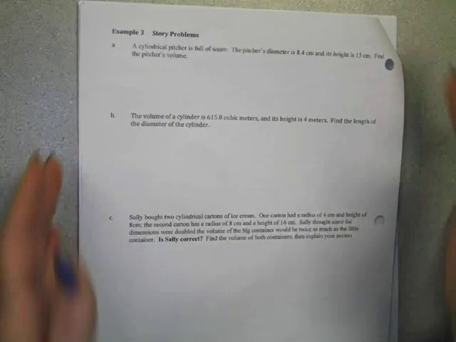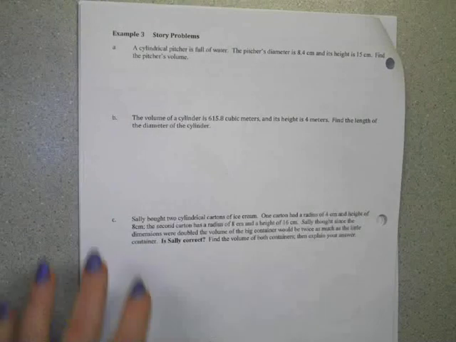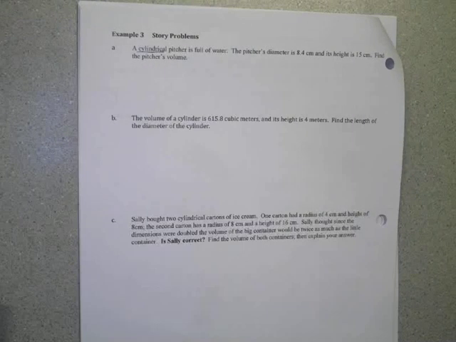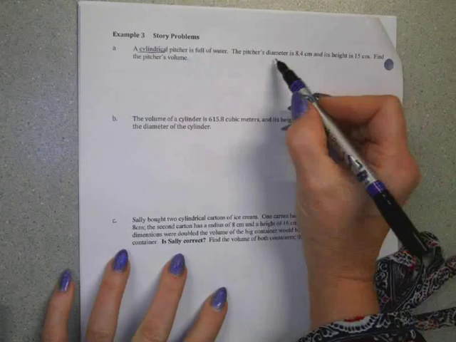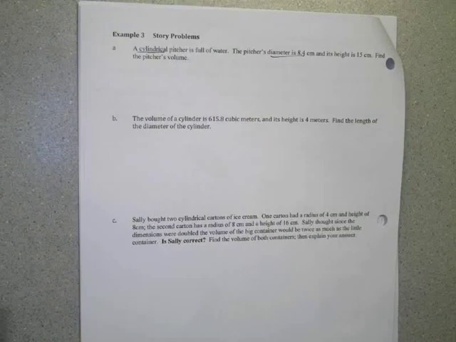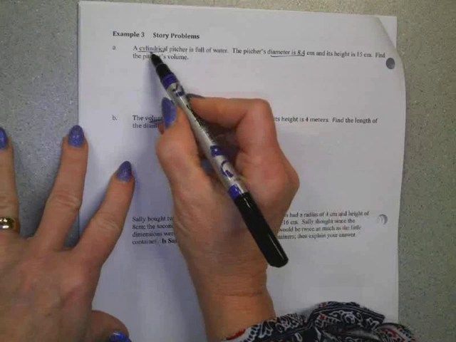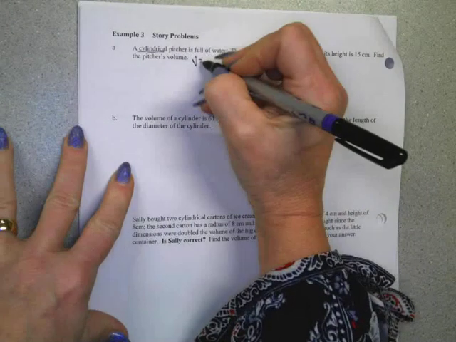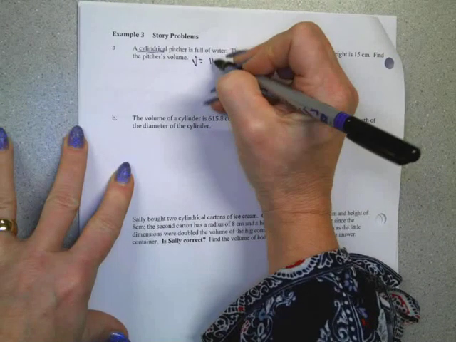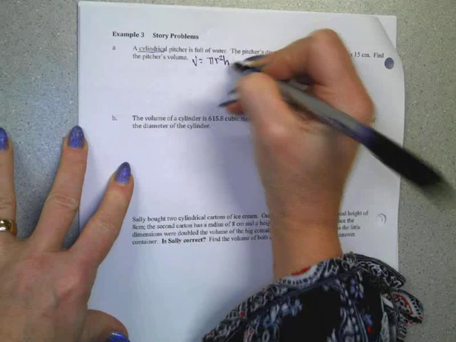At first, we just have the same type of an example, except we don't have a picture to reference. So notice it will tell you what kind of thing, a cylindrical pitcher. And it's full of water. The pitcher's diameter is 8.4 and the height is 15. Find the volume. So it's a cylinder, so that means that volume is going to be pi r squared and then times by the height.